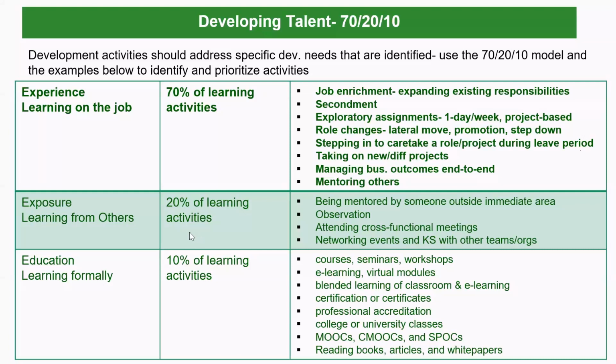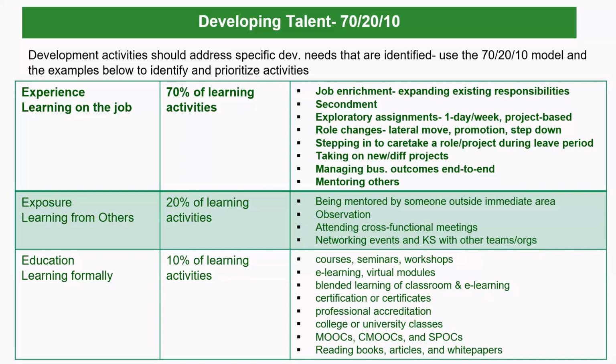Then the next is the exposure to others, 20%. Being mentored by someone outside the immediate area, where you take someone from maybe finance to go and learn in operations, because you want this person to assume maybe a general manager role later. Observation, attending cross-functional meetings, networking events, and knowledge sessions with other team members. The only time you use 10% is through education, where people learn formally, like this now. We are just learning this. This is 10%. And it has a reason why it's 10%.